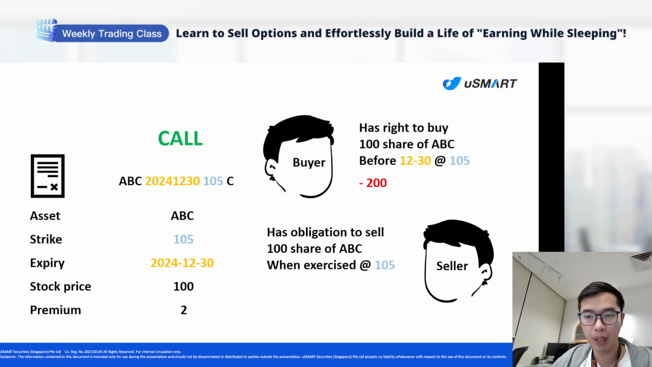The buyer will pay a premium, let's say $2. One contract is 100 shares, so you pay 2 times 100 equals $200. If the option contract is made, the buyer has to give the $200 premium to the seller. So if you become the seller, you directly get this $200. Your maximum gain as a seller will be receiving this deposit.